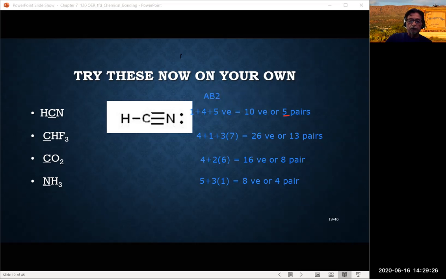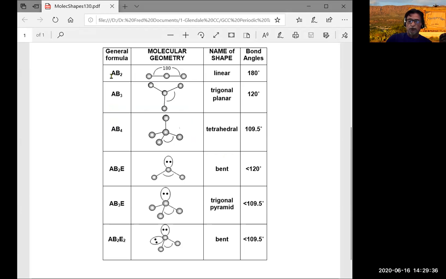Okay, so we can go back to the shapes table and look for AB2. Do we have an AB2? Sure enough, that very first entry, right there, AB2. Here's carbon in the middle. That bond angle is 180 degrees. The general shape is linear. Okay, very linear.